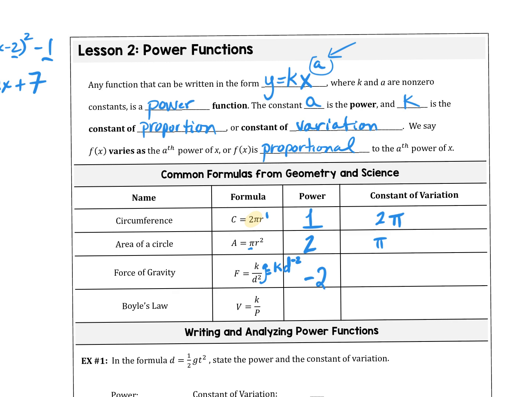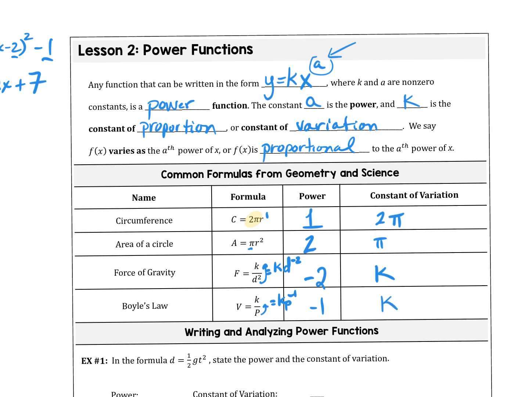Yeah, k. Boyle's law. Volume equals k over P. So now, the P needs to come up. It's the variable. So how do we rewrite this? k times what? P to the what? Not 2. What is the power on P in the bottom? Yeah. P to the -1. So what's the power? And what's the constant of variation?